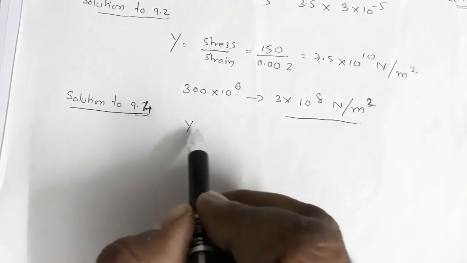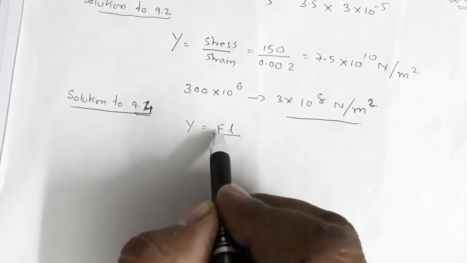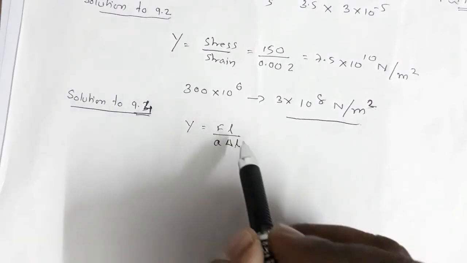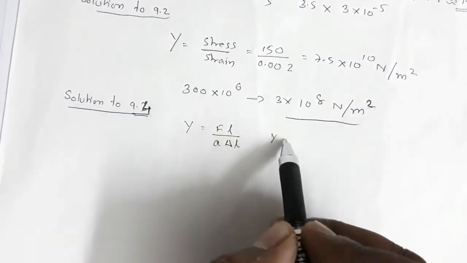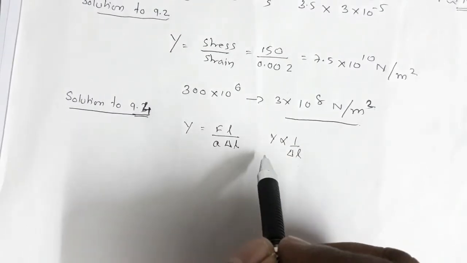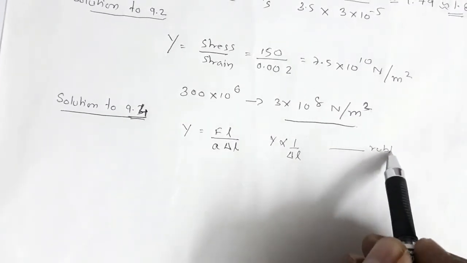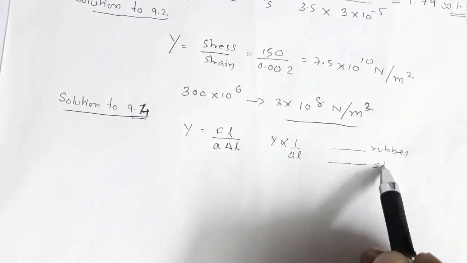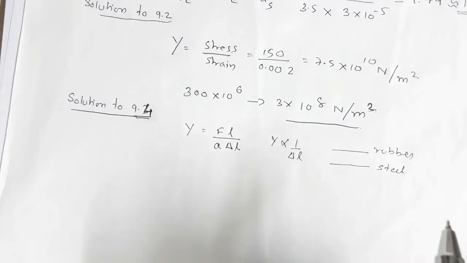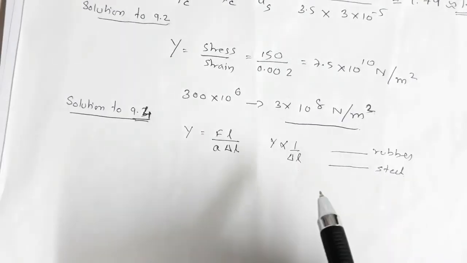See, Young's modulus, it is FL, load into length, divided by area into change in length. So if other quantities are constant, then that means Young's modulus is inversely proportional to delta L. Okay, now for a given load, the extension in, suppose you have a rubber wire, this is a rubber wire and an identical steel wire. Okay, now suppose they have same length and cross sectional area, and both the wires, rubber wire and steel wire, they are subjected with the same load.